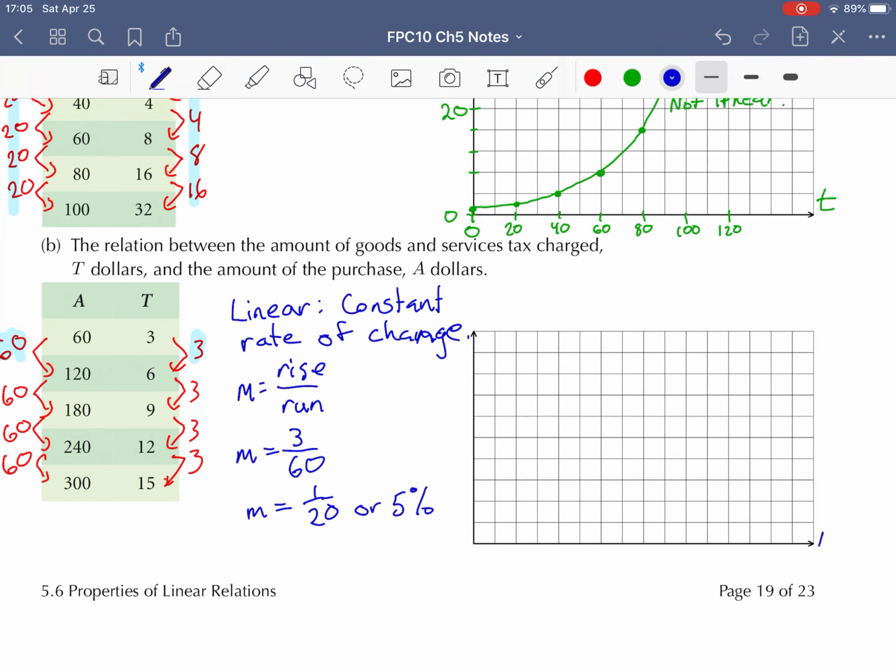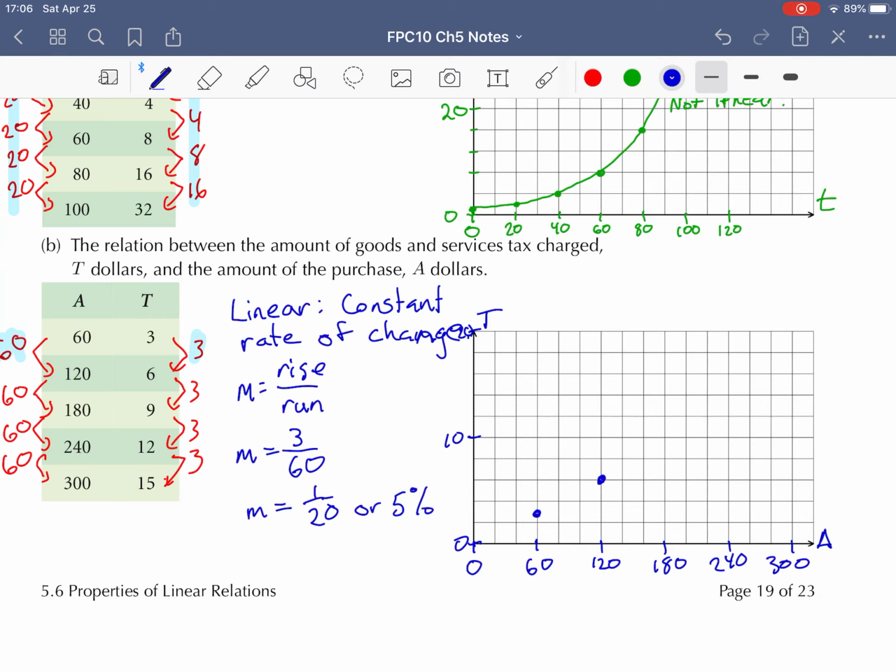Now let's graph this. A, the amount we spend, is our independent variable. That's what we choose. The amount of tax we get charged is based on the amount we spend. Now, 0, 10, and up to 20. So we need to go up to 15. So I'm going to count up by 2's there. And again, I'm going to just be lazy. 60, 120, 180, 240, and 300. So at $60, you pay $3 in tax, which will be right there, $3.